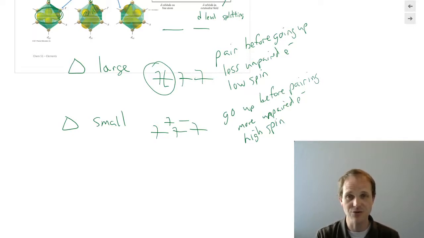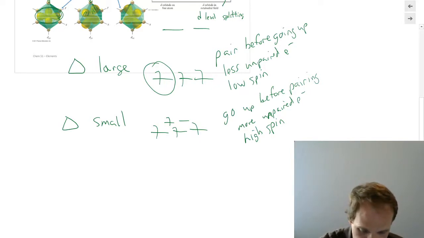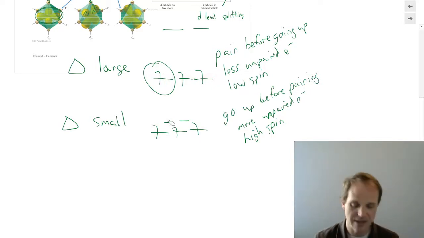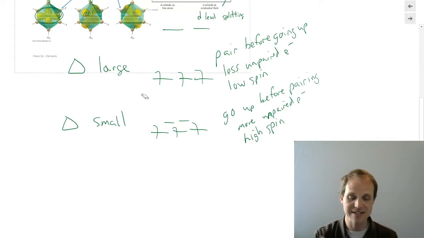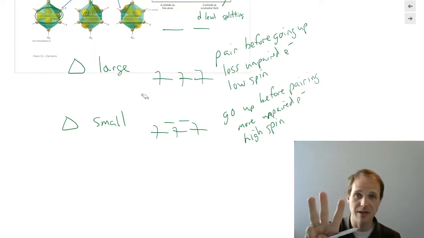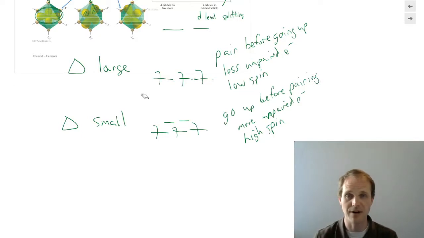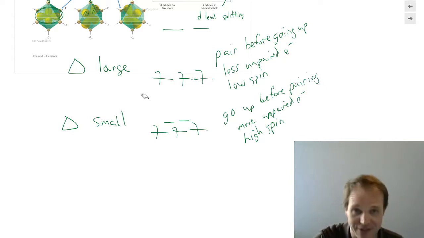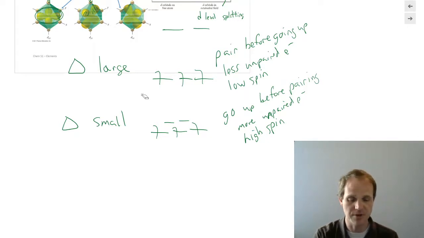Now, this language works even if I only had 3 electrons. So I'm going to erase my last electron here. Even if I only had 3 electrons, when delta is large, I still call it a low spin complex, even though it's got 3 unpaired electrons. And when delta is small, I call it a high spin complex, even though it also has 3 unpaired electrons. There's no difference between the number of unpaired electrons in each one of those scenarios. It's just a language that's actually related to delta, not whether you actually have a lot of paired or unpaired electrons. So it's a bit confusing, but just be aware of that.